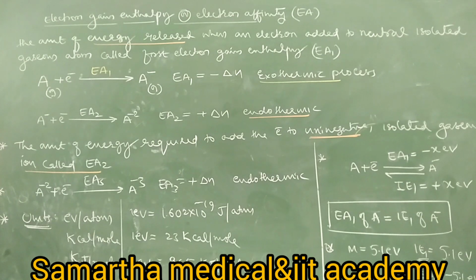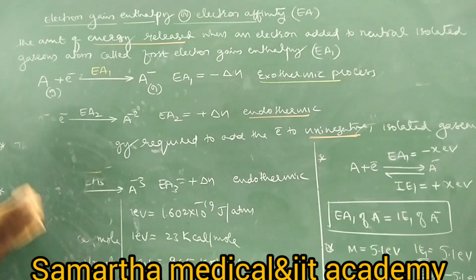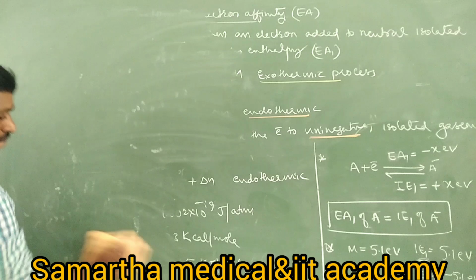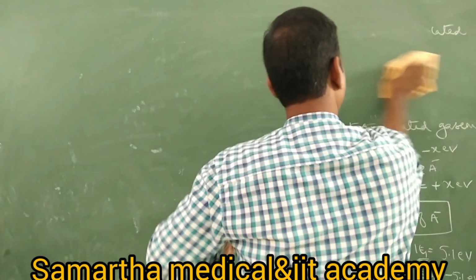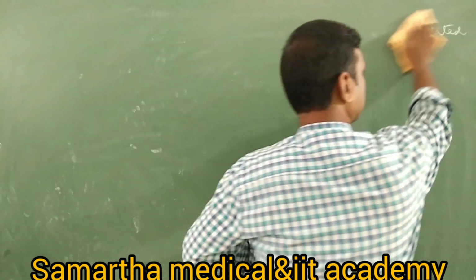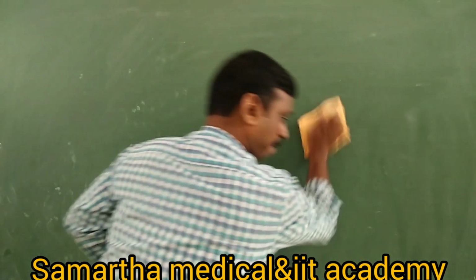Next, one more question. The formation of Cl minus ion is exothermic, but formation of O minus 2 is endothermic. Why? Give the reason. Because it requires energy to add the electron.